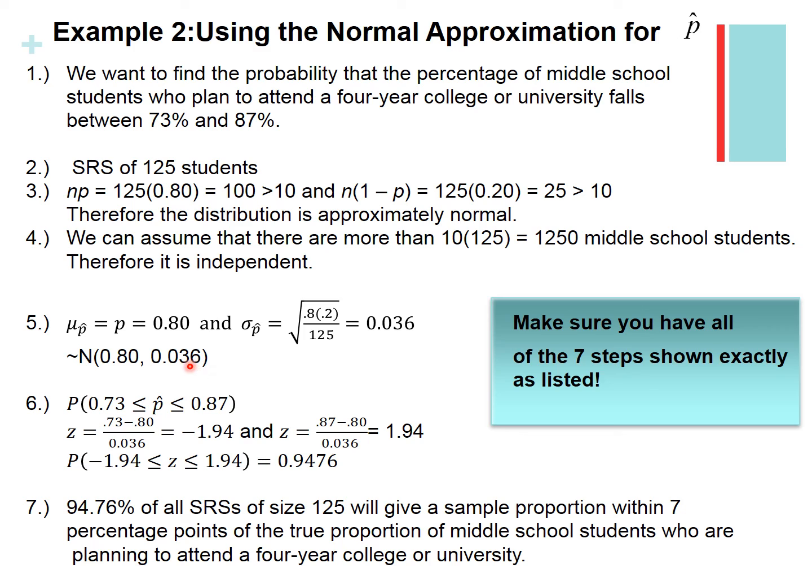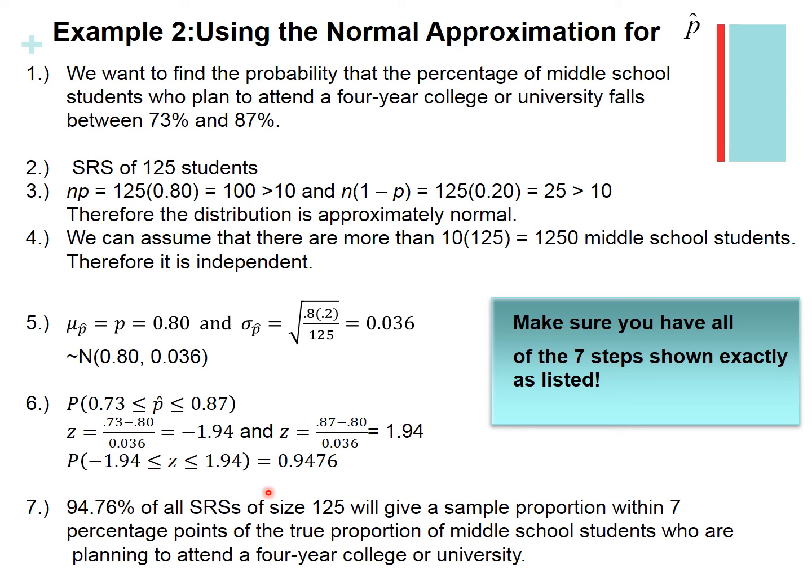Okay, step 6 is showing what proportion am I finding? I want my proportion to be between 0.73 and 0.87. We want to know what proportion of students plan to attend a four-year college between 73% and 87%. So find those z-scores. Normal curve requires z-scores. Show the work for the z-scores. Label them, z equals, and then make sure you state what probability you're finding from your normal curve using z-scores. So I'm finding the probability that z is between negative 1.94 and 1.94, showing that probability.